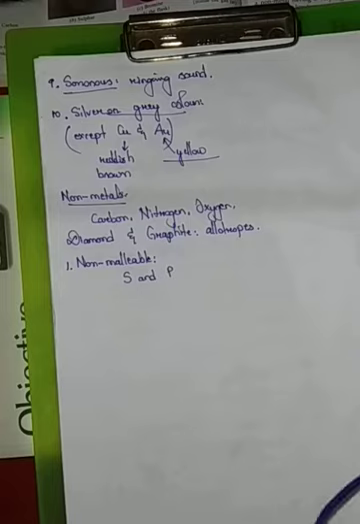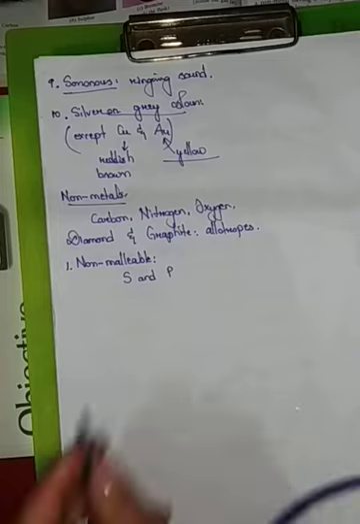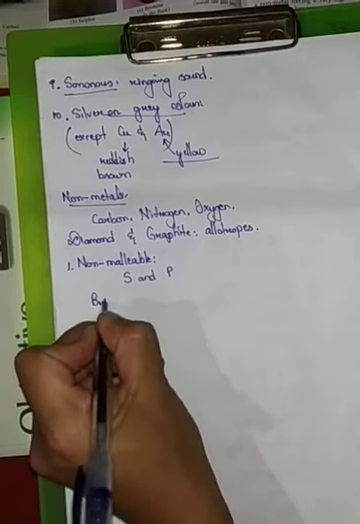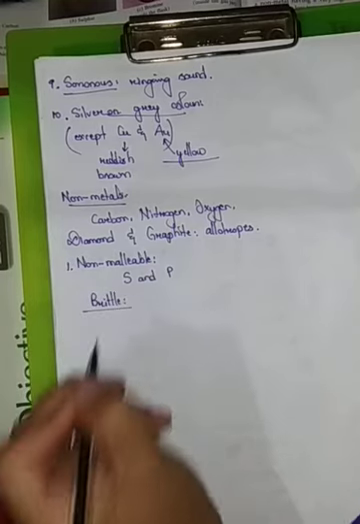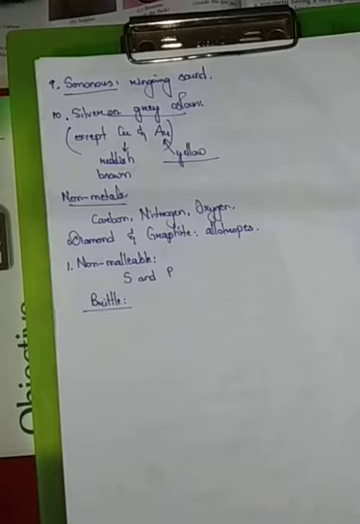Brittleness: non-metals are brittle. Brittle means they can break easily. Brittleness is a characteristic property of a solid non-metal because they cannot be beaten into thin sheets, but instead get hammered into many smaller pieces.